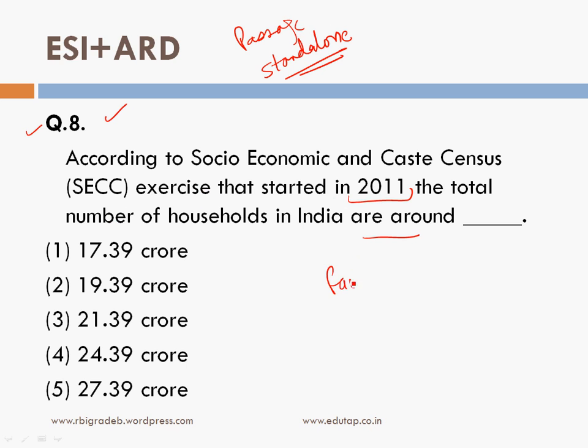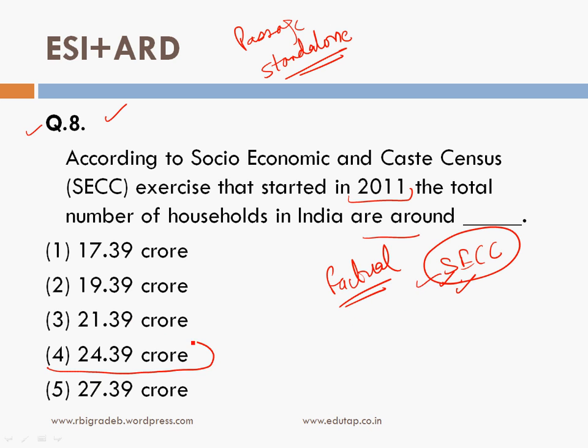It is a factual question. So SECC is very important. It is extremely important for our NABARD syllabus, for our NABARD preparation. We have to read the factual data and memorize the data of the SECC. Fine. So the correct answer is 24.39 crore. You have to memorize this. It is rote learning.